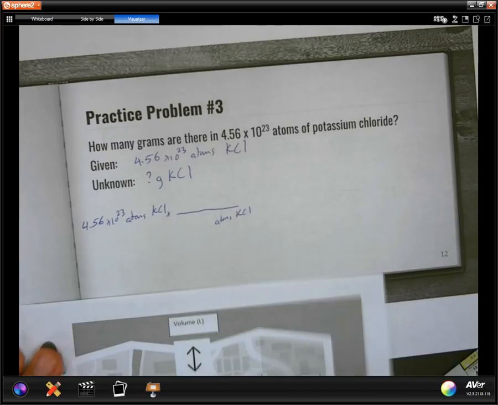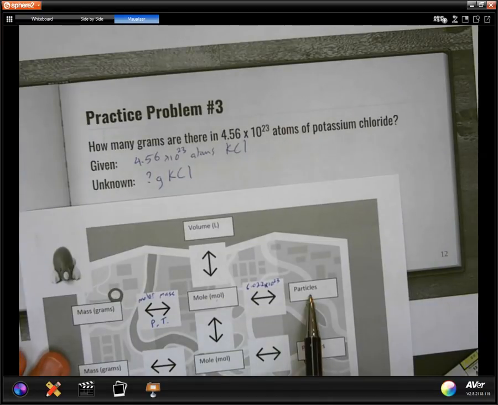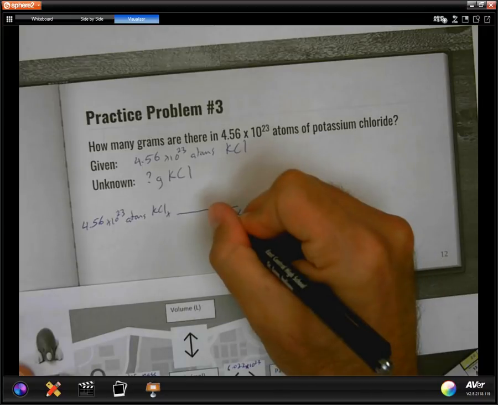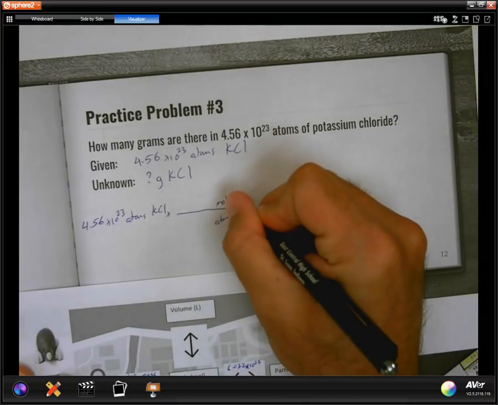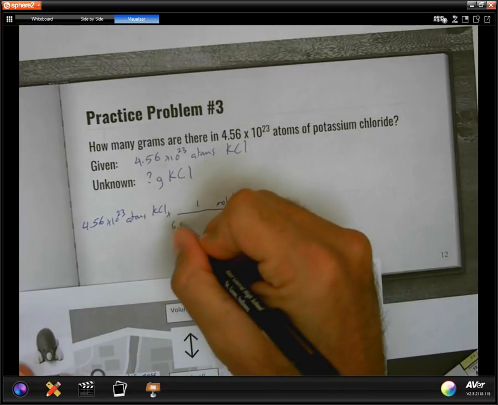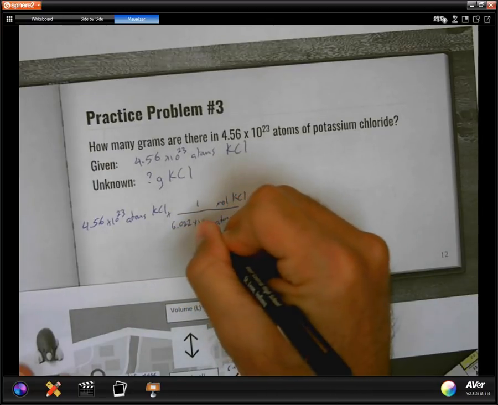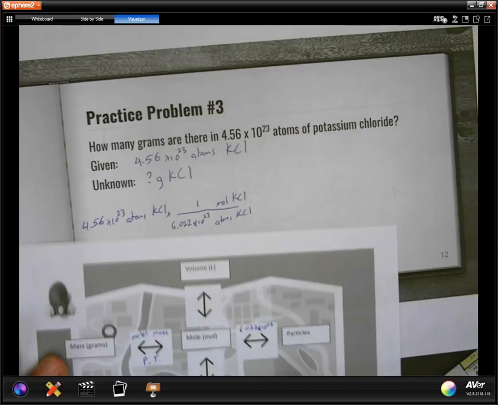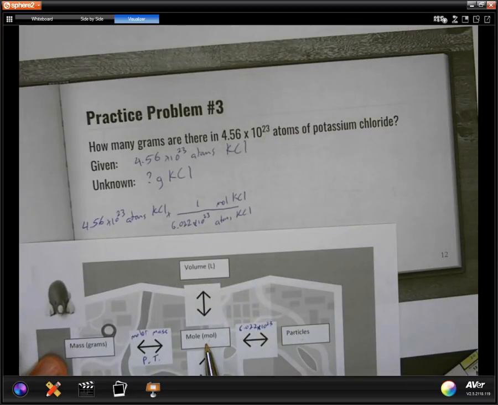And I see on my mole map that if I'm in particles, atoms, molecules, or whatever unit I'm talking about, I can convert that to the number of moles by using this number. We just make it a true statement. So from atoms, I can go to moles, and we know 1 mole equals 6.022 times 10 to the 23.